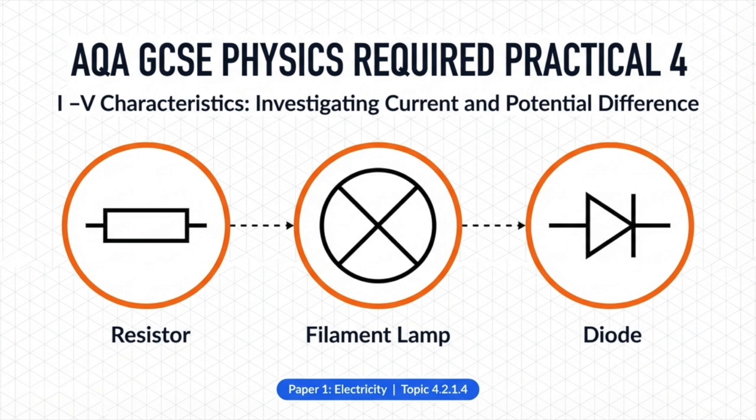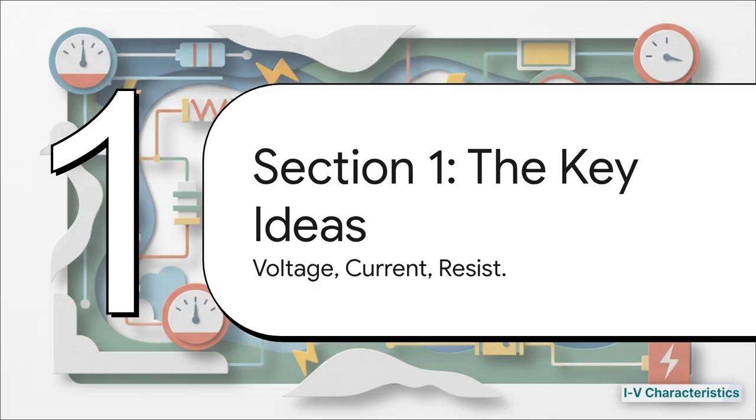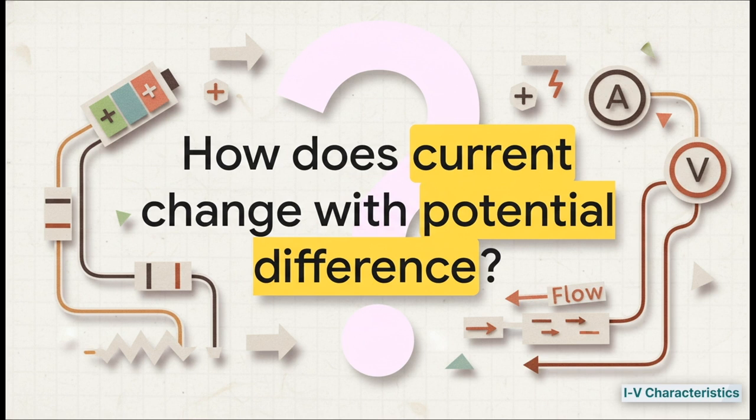We're talking about investigating the current voltage, or IV, characteristics of different circuit components. Before we even think about the graphs, we need to have a really solid grip on the three main players in any circuit. That's voltage, current, and resistance. We want to find out the relationship between the potential difference, you can think of that as the push, and the current that results from it, the flow, for a few different components.